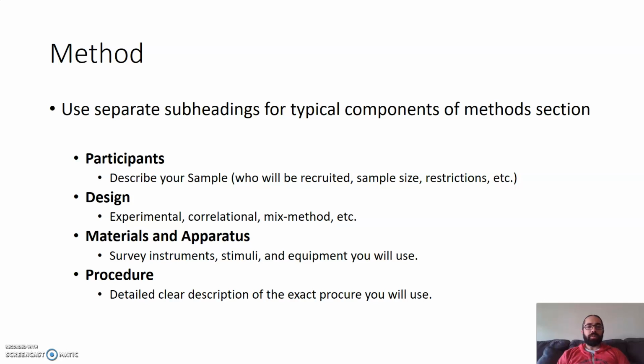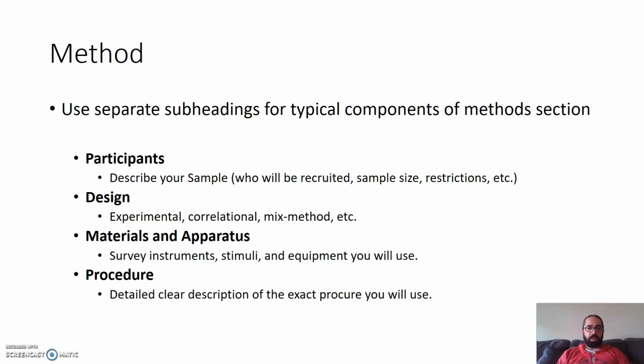You should specify the design you will use in your research, such as experimental, correlational, mixed methods, etc. You should specify your materials and apparatus, so what survey instruments you are going to use, what stimuli you are going to use, and the specific equipment you'll use. For survey instruments and stimuli, you should include these materials in an appendix at the end of your IRB application. And here in the materials section, you should clearly label which appendix the surveys are located at. Your surveys should also include appropriate citations.